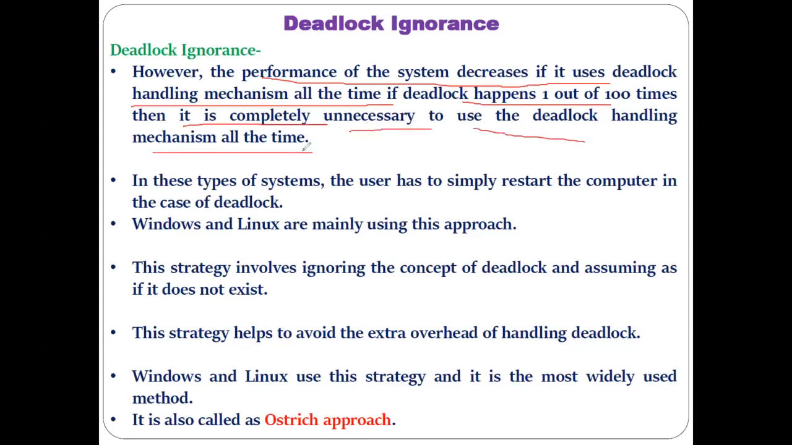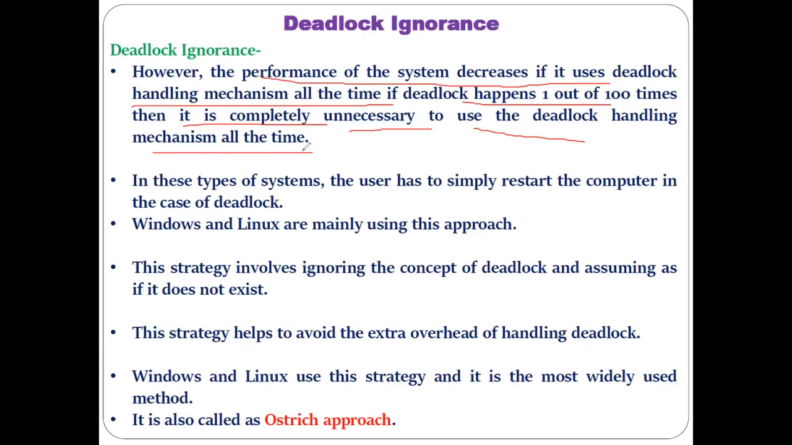So that kind of mechanism can be applied. Which kind of mechanism? Deadlock prevention, deadlock avoidance, deadlock detection and recovery. These can be applied when the computer system is being utilized for some sensitive work, in case of a real-time operating system. So those three mechanisms can be applied for that kind of system.